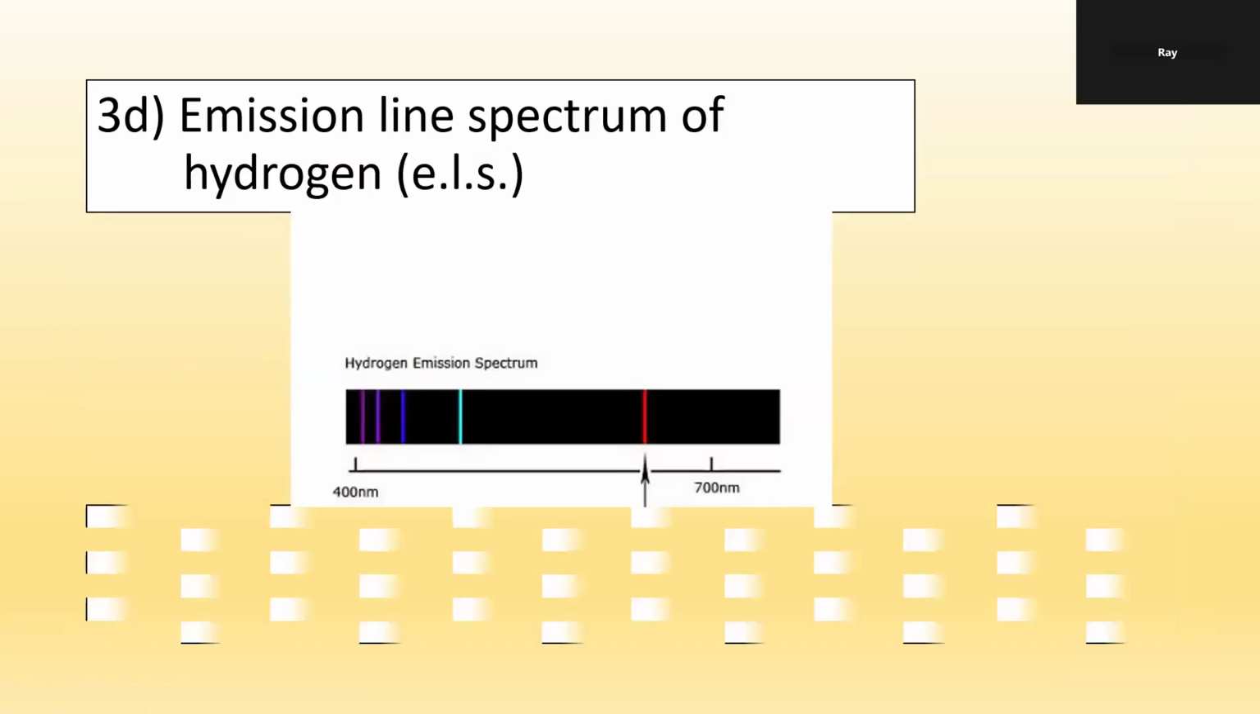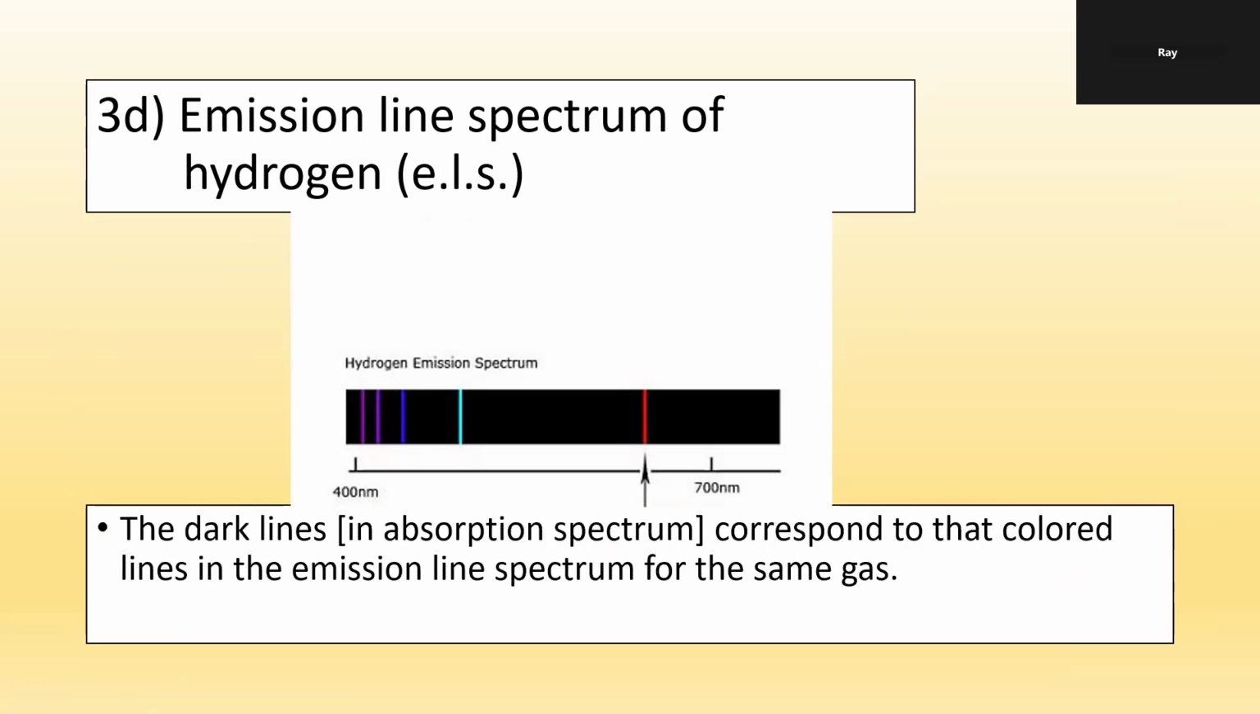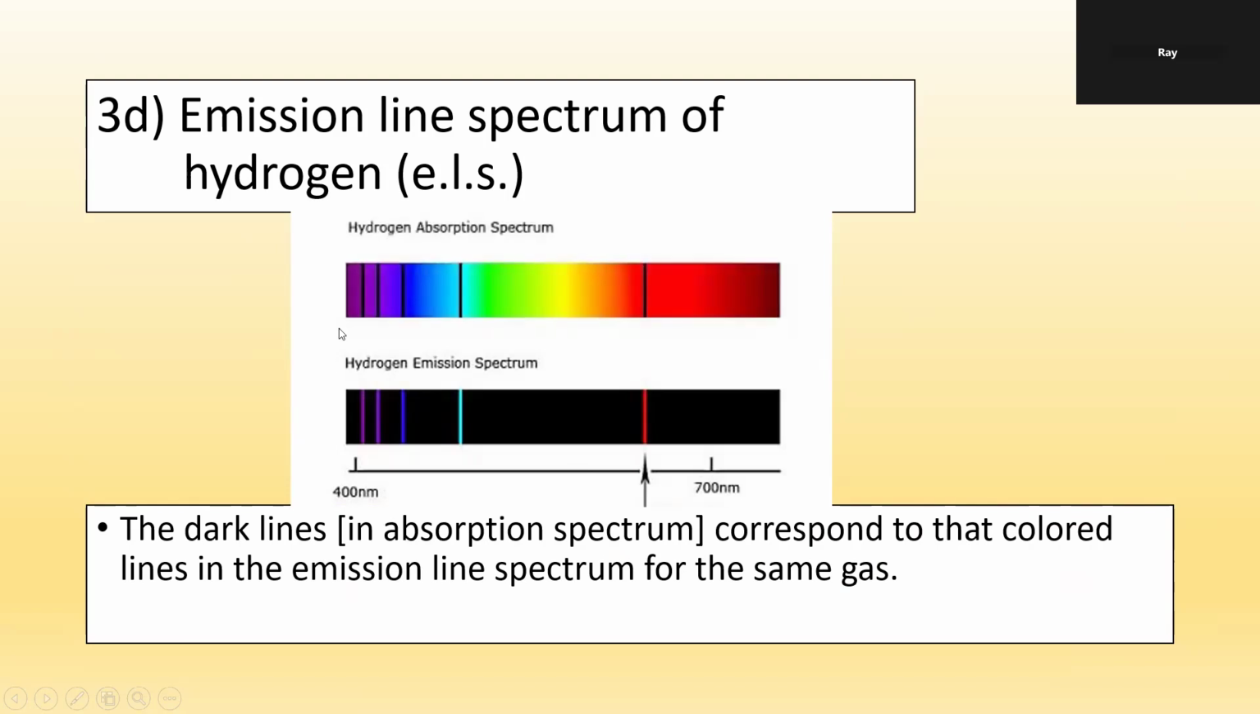Dark lines in the absorption spectrum correspond to the colored lines in the emission spectrum of the same gas. Right? You can look, this is the absorption spectrum, this is the emission spectrum, they correspond. Okay? Because these dark lines represent wavelengths that are absorbed as you pass through the cold gas, whereas this one is emitted by the hot gas, hydrogen.